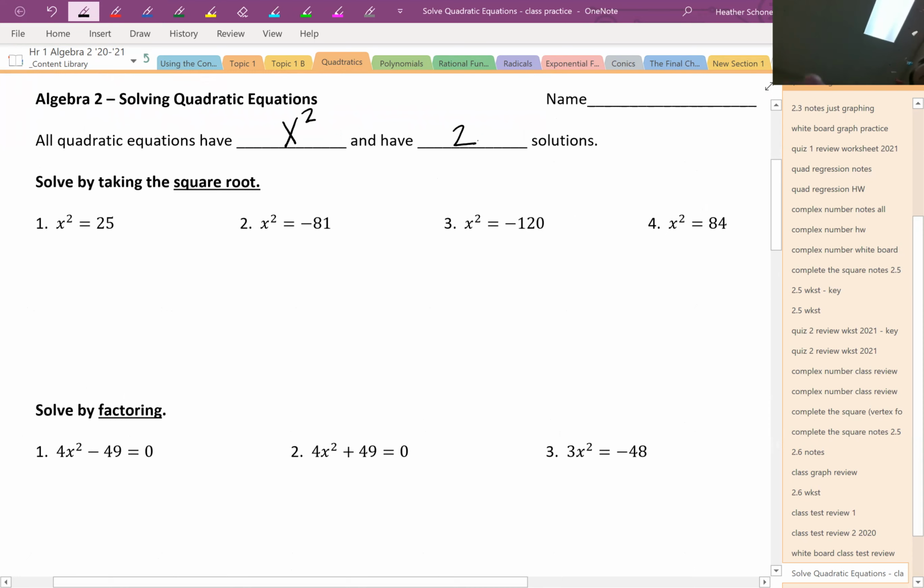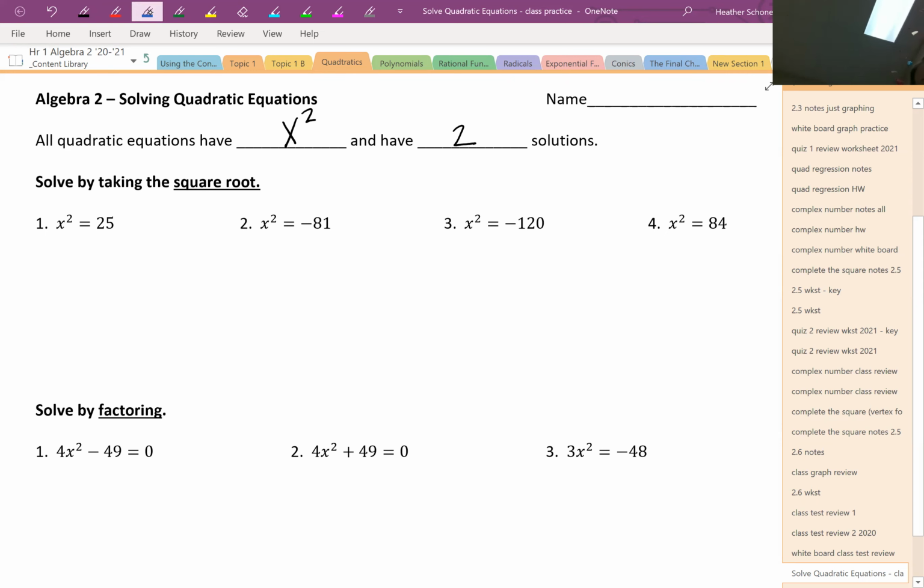Now, the only real kind of hiccup or exception to this is that when you're doing the quadratic formula or when you're factoring, sometimes you still get 2 answers, but sometimes it's repeated. The answer is 5 and 5. So you just say 5 once. So it's not always going to be 2 separate unique ones, but there's 2 solutions.